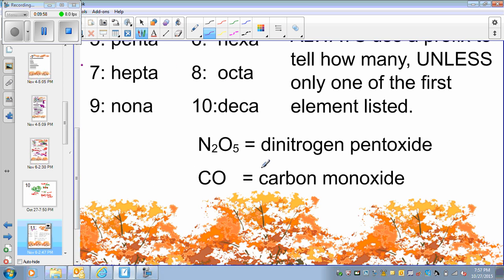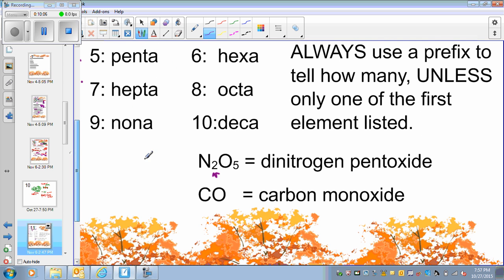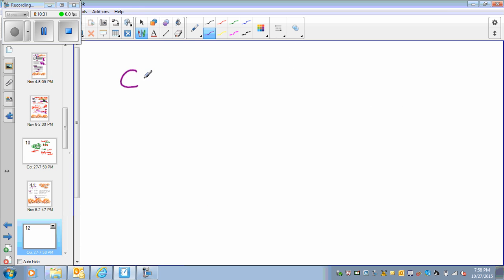So let's say you have N2O5. Since you have two nitrogens and two is di, it will be dinitrogen, and 5 means penta. So dinitrogen pentoxide. Now you have one carbon and one oxygen. So I will not use mono for carbon. I will just say carbon, but I have to use a prefix for the second element. So I will say carbon monoxide. If it was CO2, I will say carbon dioxide.